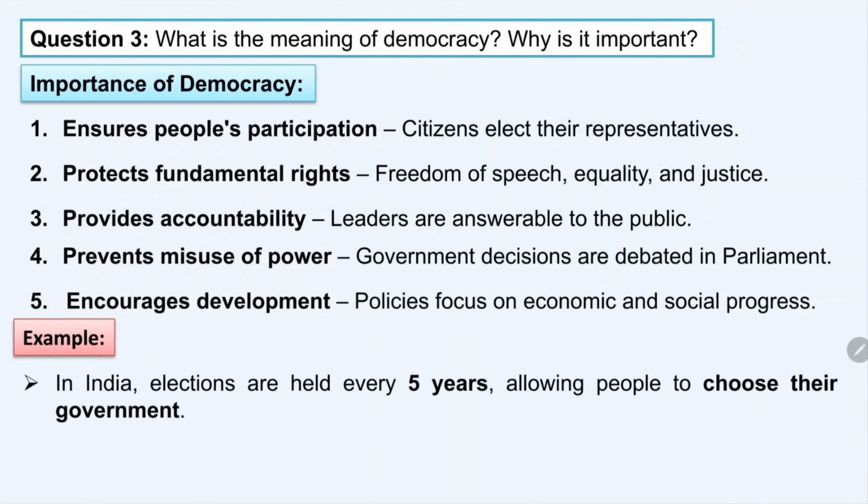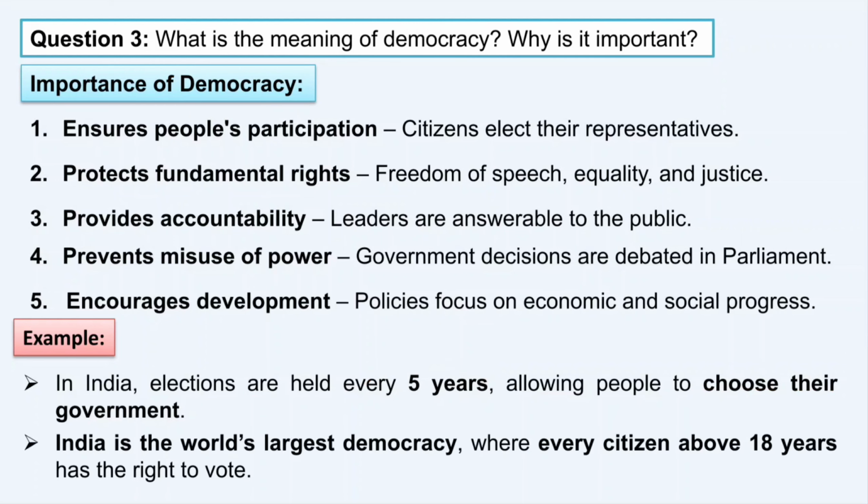So now as an example, let us see. In India, elections are held every 5 years, allowing people to choose their government. As I have told you earlier, in India every 5 years we have the election, which allows people to choose their government, and this is the case only in a democracy, where people have the right to choose their government or their leaders. And India is the world's largest democracy, where every citizen above 18 years has the right to vote. Why is it the world's largest democracy? Because of its huge population, and every citizen of the age 18 years or above has the right to vote. So I hope you have understood.